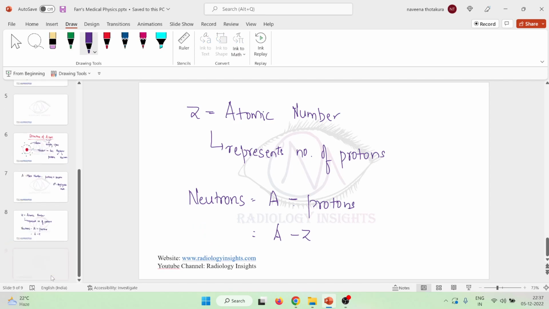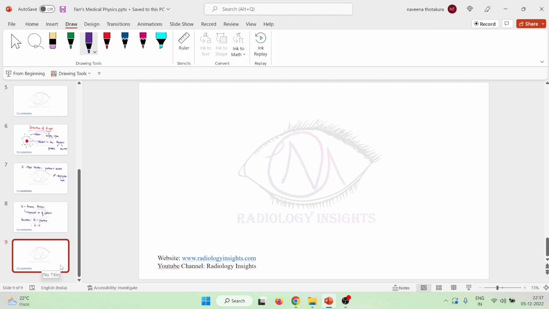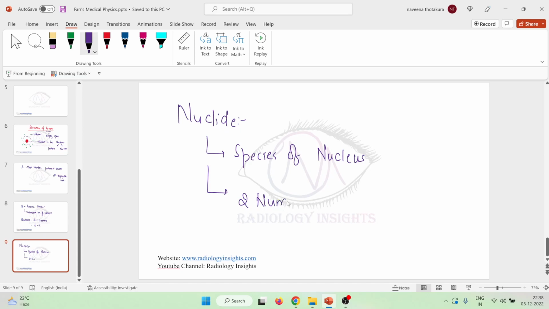Next, what is a nuclide? A nuclide is a species of nucleus, and this nuclide consists of two numbers, that is Z and A. Z is the atomic number, A is the atomic mass.